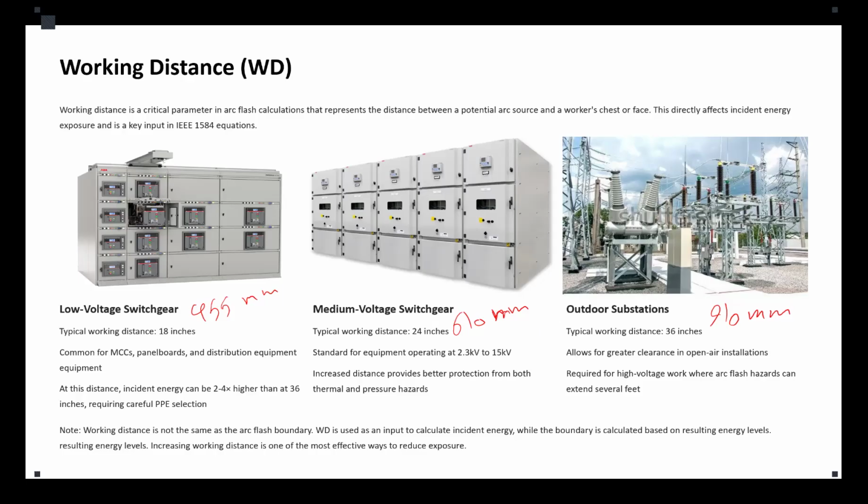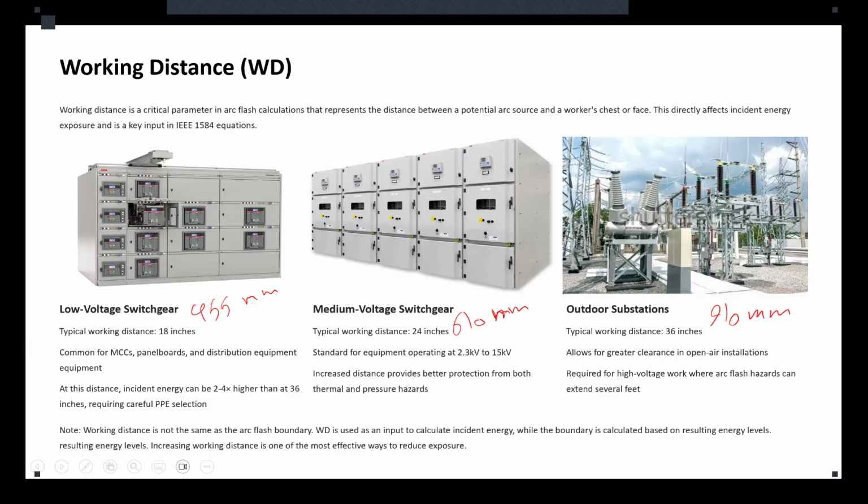Now, again, working distance is not equal to arc flash boundary. Okay, it is important to distinguish those two concepts. Now, working distance is the assumed position of the worker relative to the arc source. Arc flash boundary is the computed safe perimeter where incident energy becomes 1.2 calories per square centimeter. So as we said, working distance is an input, AFB is the output of the incident energy analysis.